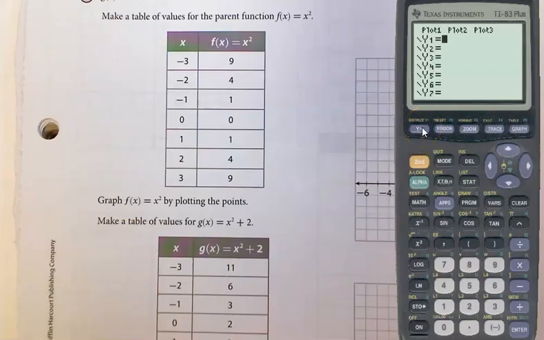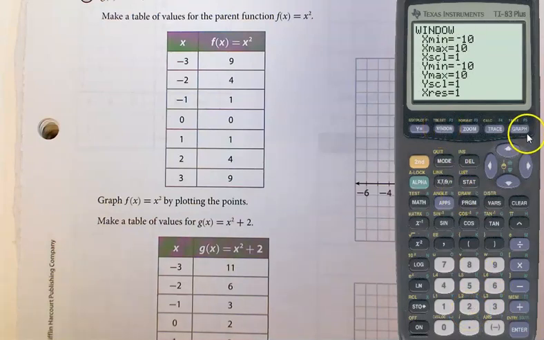All right. So I'm going to put my parent function in for the first line that I'm going to graph. And then it says make a table of values. Well, we're not going to make the table because we're just going to graph it. x squared plus 2, and we're going to see what that looks like. Okay. Window settings, that's typical. I think that'll be fine.